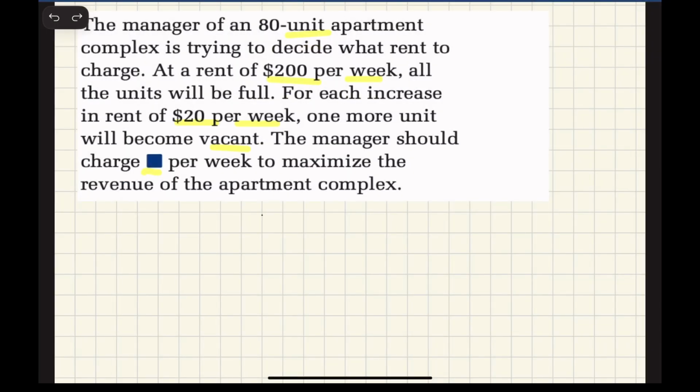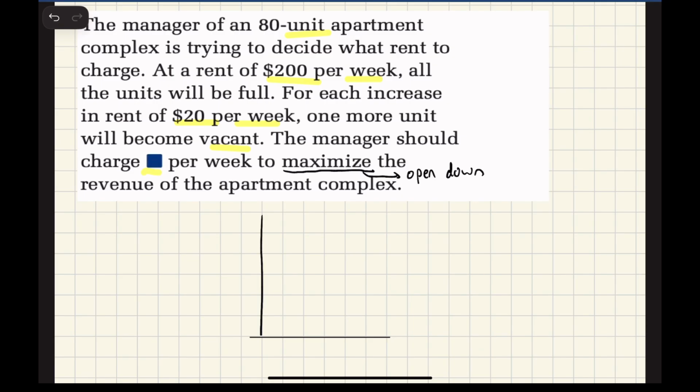Now, what this really is, is a vertex question. And the reason why we know that it's a vertex question is because it uses the word maximize. And whenever we have a maximum or a minimum that is being asked, we know that it has to do with the vertex. Now, if it's maximum, that means that your parabola is going to open down.